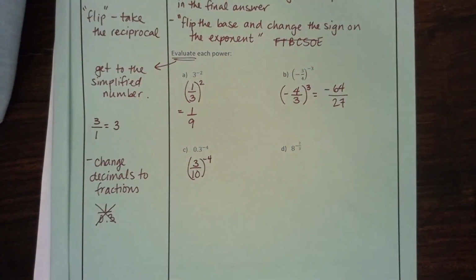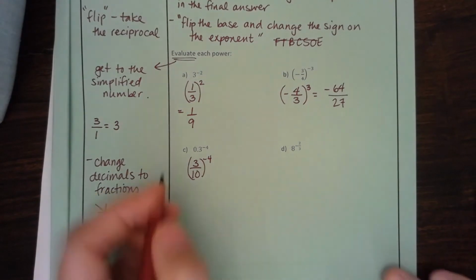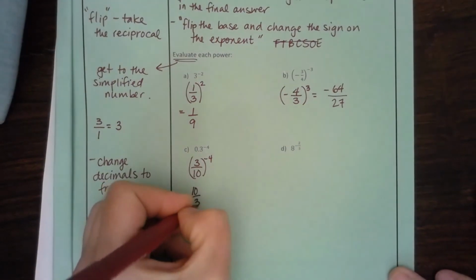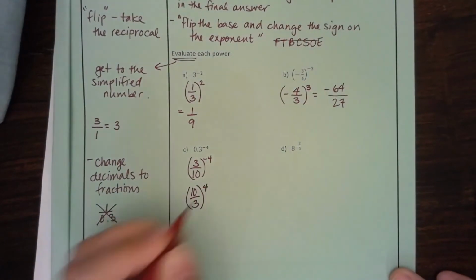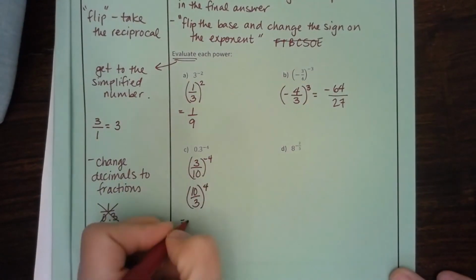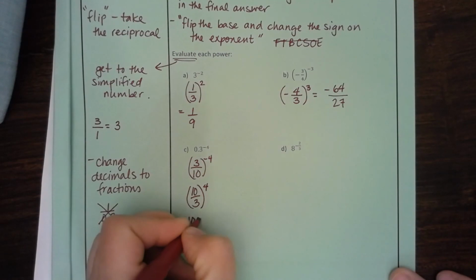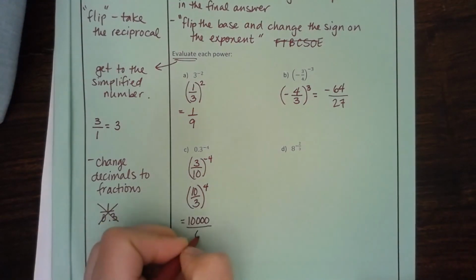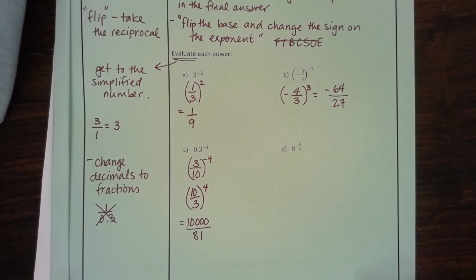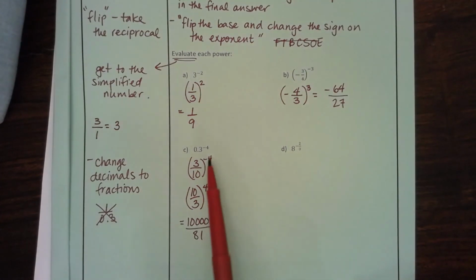And now it's really easy to flip our base. The reciprocal of 3/10 is 10/3, and now we're to the power of positive 4. Well, 10 to the power of 4 is pretty easy. It's 1 with 4 zeros after it, and 3 to the power of 4 is 81. Okay, so we were able to evaluate that kind of crazy looking number really quickly without a calculator.